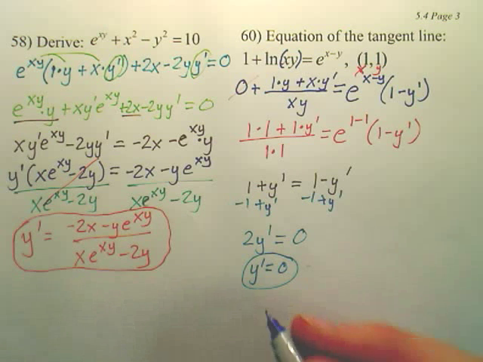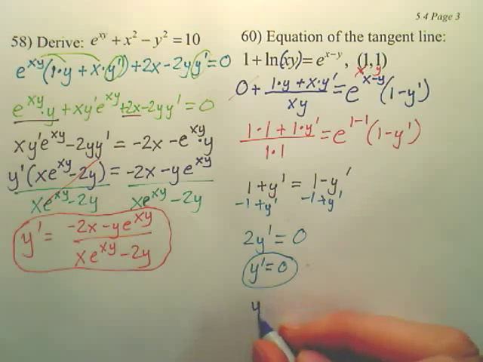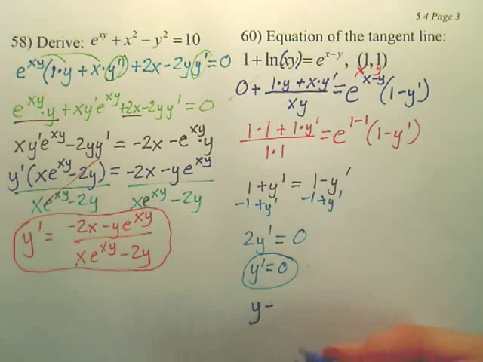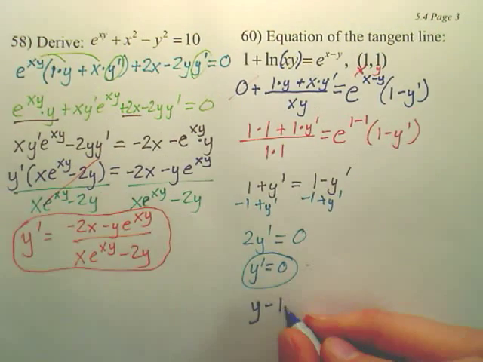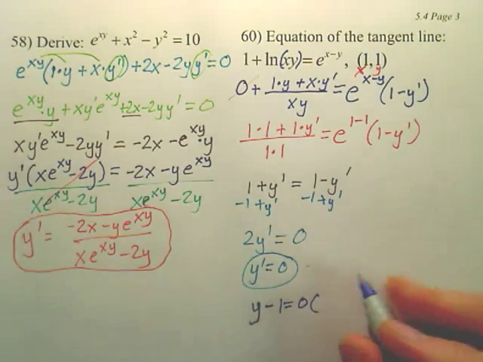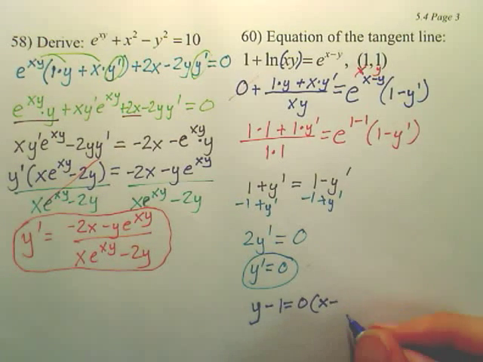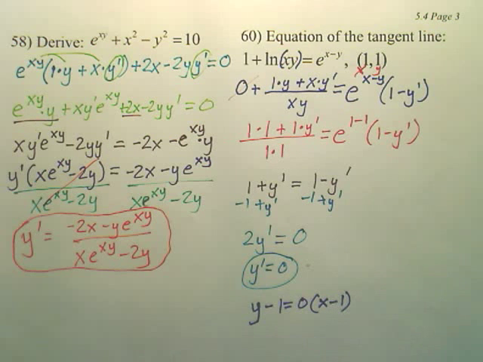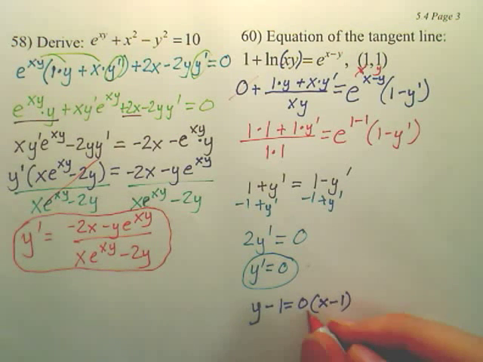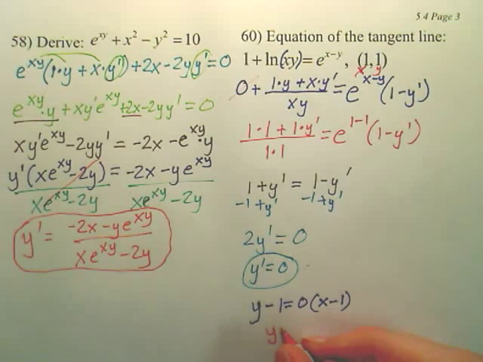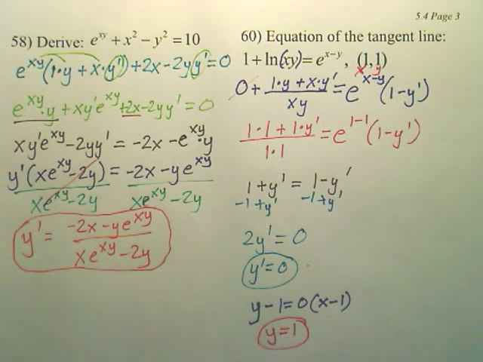So how do you find the equation? Well, it's going to be y minus 1 equals 0 times x minus 1. Which basically my equation becomes y equals 1. If it has a slope of 0, is that a horizontal line? Because this all cancels out and you end up with y equals 1 is my graph. That's the graph. Y equals 1.